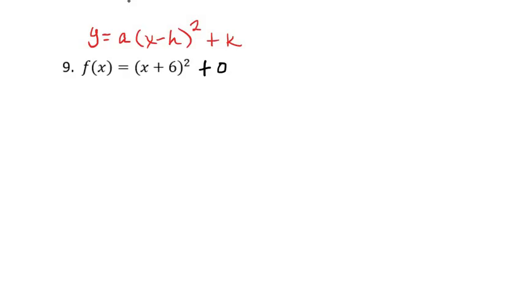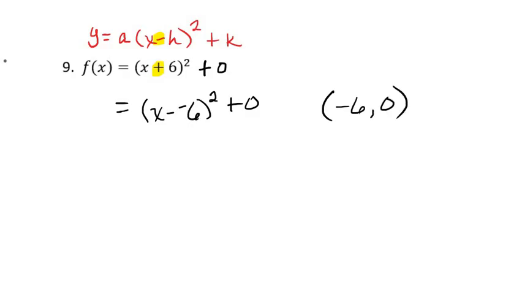But the next thing I wanted you to see is that in my formula, I have a subtraction symbol right here. And in my problem, I have an addition symbol. So I need to change what I have to subtraction. So I know that adding 6 is the same thing as subtracting -6. So now I can see that my h is going to be -6 and my k is going to be 0. So my vertex is the point -6, 0.